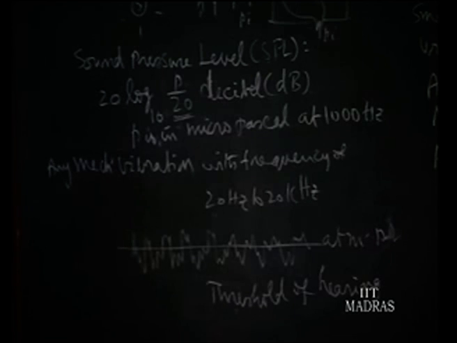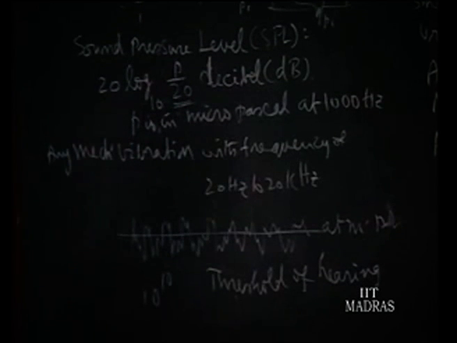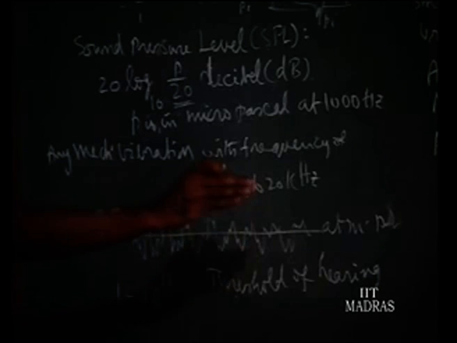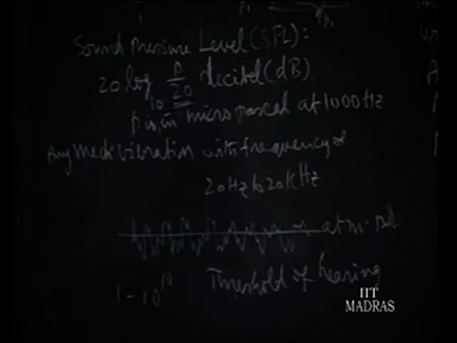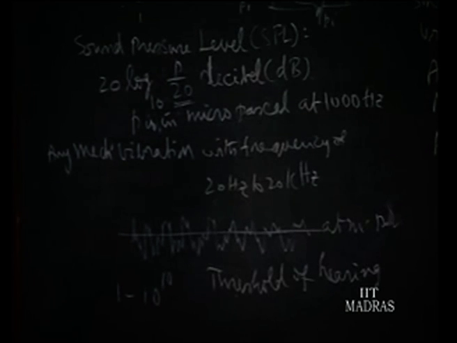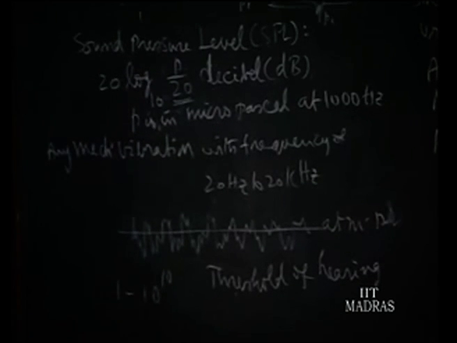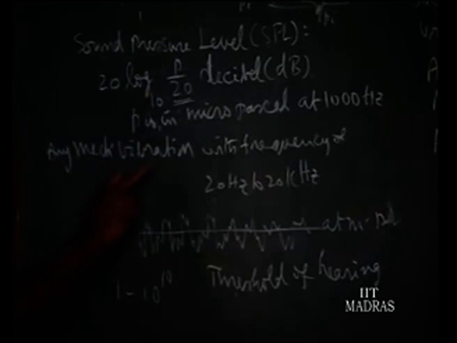Suppose the range is say 10 to the power of 10. Can we have a linear scale to represent 1 to 10 to the power of 10 units? Even 1 to 1000 units is very difficult to represent in a linear scale, and 10 to the power of 10 definitely we cannot represent in a linear scale. So in such cases we go for the logarithm scale.